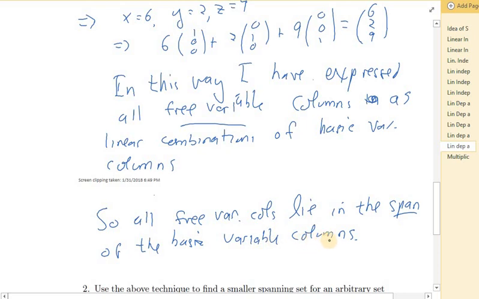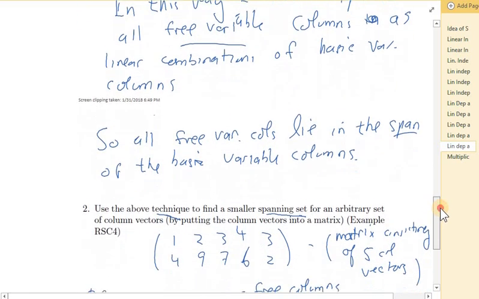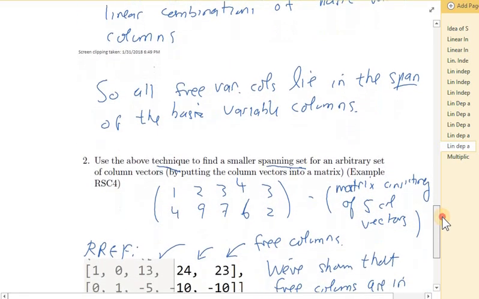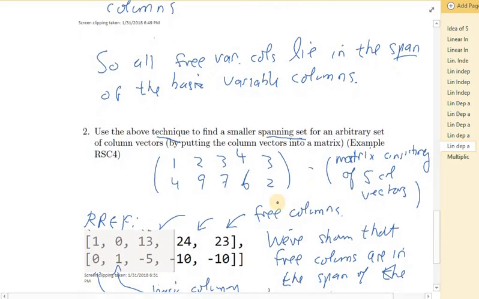Right. There are also several examples in the book that show how to do this. All right. So use the above technique to find a smaller spanning set for an arbitrary set of column vectors by putting the column vectors into a matrix. So let me do another example here. Here I've got a bunch of column vectors. I chose myself an easy case where all the column vectors are in R2.